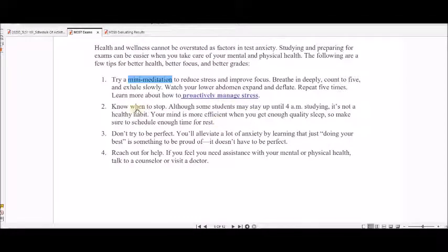Know when to stop. When you're studying, know when to stop. This is one of the reasons we don't want you to cram at the last minute, because we don't want you to stay up until 4 in the morning the night before the test.